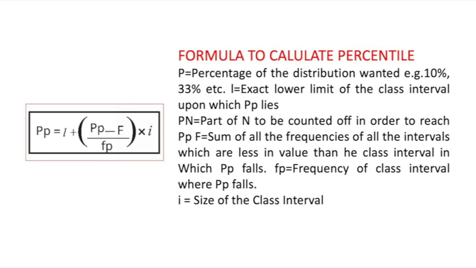So capital F is the sum of the frequencies of all those intervals which are less in value than the interval in which Pp is coming. I am not saying lower, because if the data is reversed, you may get confused. That is why I said all the class intervals which are less in value. And then fp, the small one: fp is the frequency of the class interval in which Pp lies. What is the actual frequency of the class interval in which that value is lying? And i, as usual, is the size of the class interval.